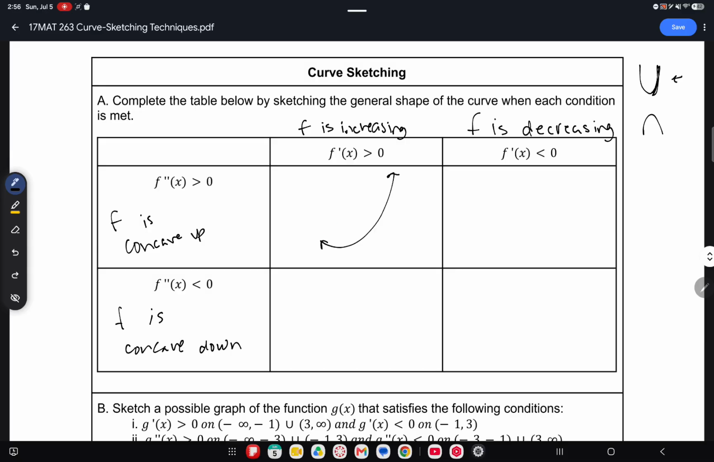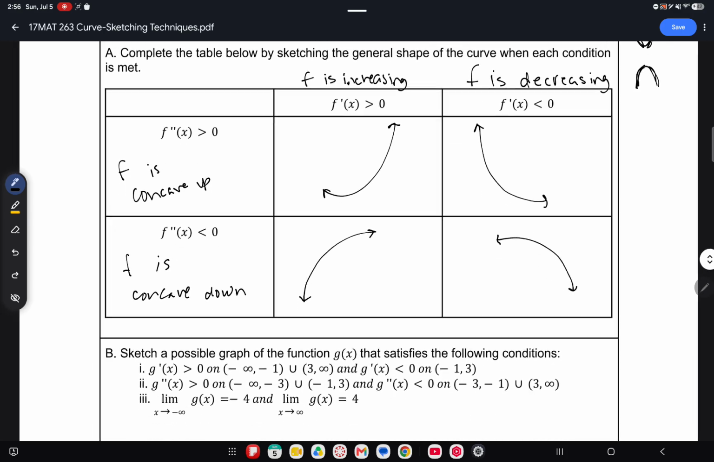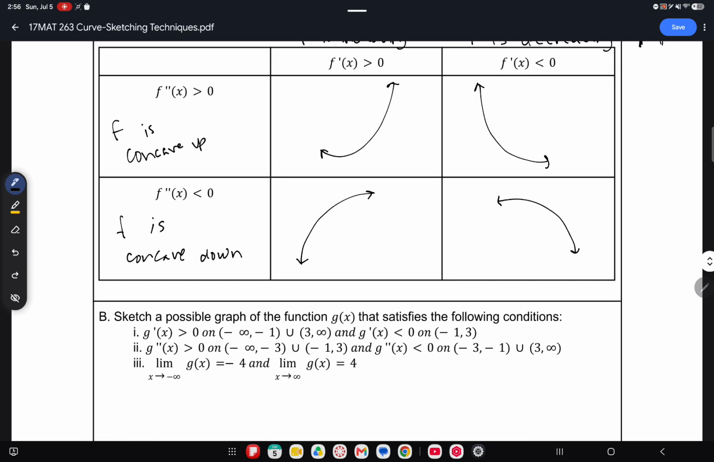But what about being concave up and decreasing? That's going to be that left side, right? And now concave down and increasing will be the left side. And concave down and decreasing will be that right side over here. Okay, so something like that, right? It's just the easiest for me to look at.